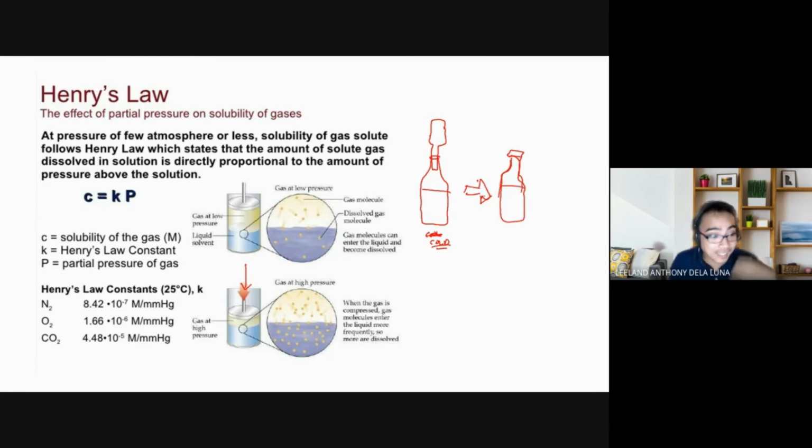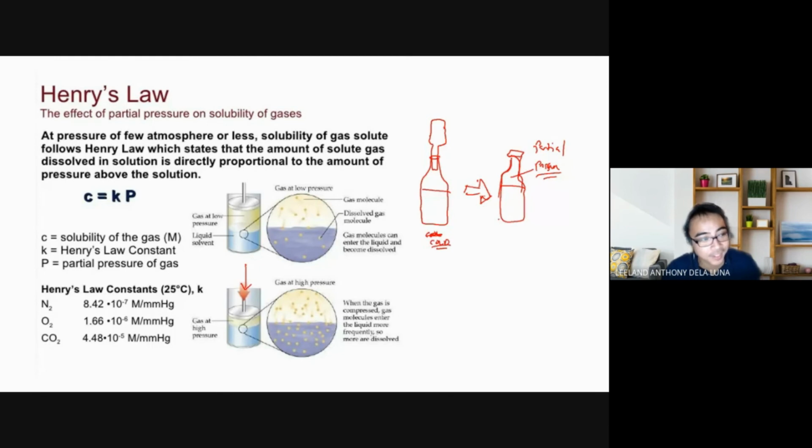So class, once na sinara ko na yan, obviously, andyan na yung carbon dioxide ko, dinissolve ko na, at the same time, it's sealed under pressure, right? So ibig sabihin, class, may pressure dito. There's a pressure inside. Yung pressure na yan is dissolving my gas in my liquid. Now, class, kung ano man yung pressure na yan, that's called your partial pressure.